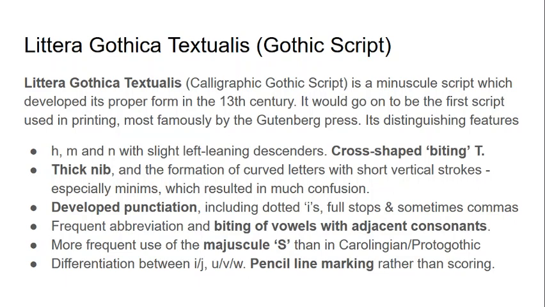They had a much more developed system of punctuation, including dotting their I's. They would use full stops and commas quite consistently. There was frequent abbreviation and biting of vowels with adjacent consonants, as we'll see in some examples, and more frequent use of the majuscule curved S than the tall S, which is used in Carolingian and Proto-Gothic. And they started to differentiate between I and J much more commonly, as well as differentiating between U, V, and W. They would use pencil line marking rather than scoring.